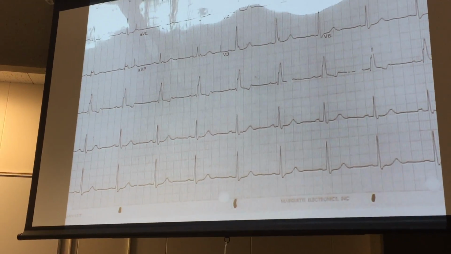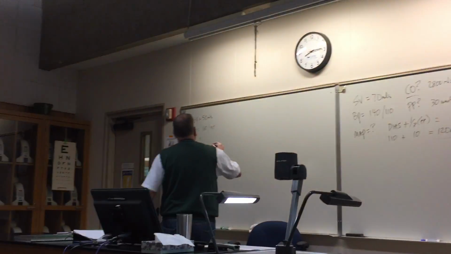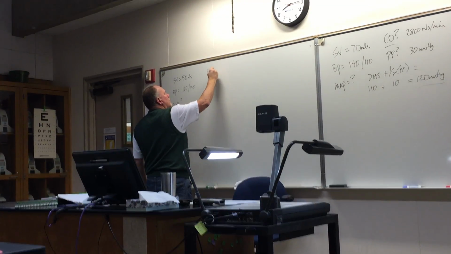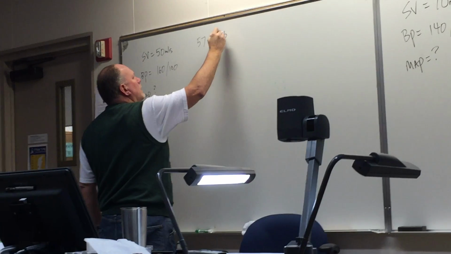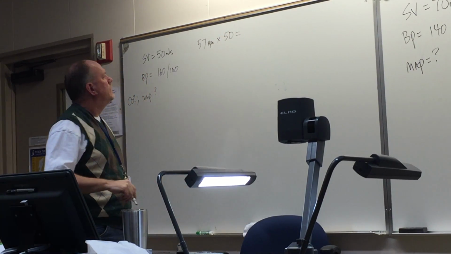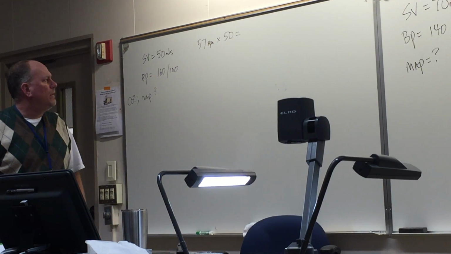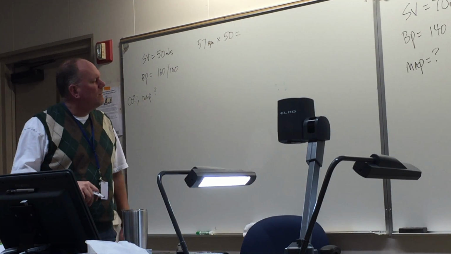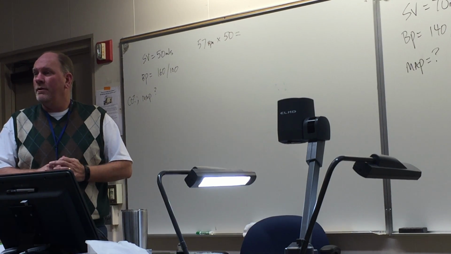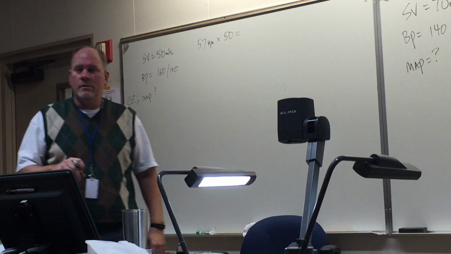Come over here, stroke volume. What do we get, 57? Beats per minute times 50. Boy, it's a little early on Monday for me to do that one. That looks like about 2850. Is that what you guys got? 2850 mils per minute.